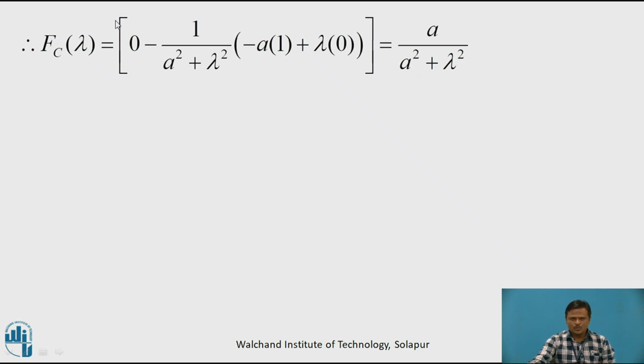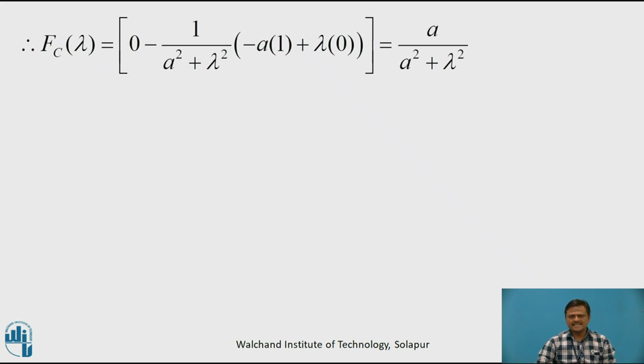So we get 1 upon a square plus lambda square into minus a into 1, because this one we have written because cos 0 is 1, and here we have written 0 because sin 0 will be 0. And after simplifying, minus into minus plus, a into 1 is a, we get the answer as a upon a square plus lambda square. This is all about our second example.